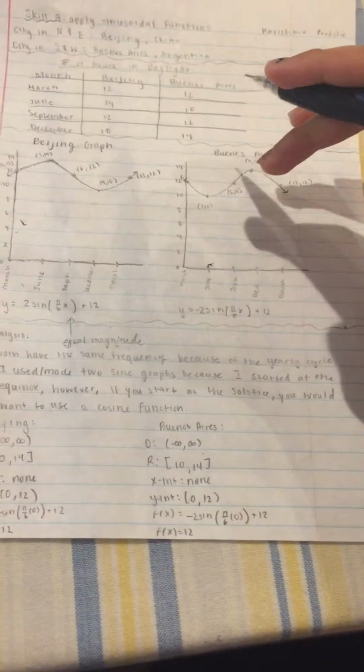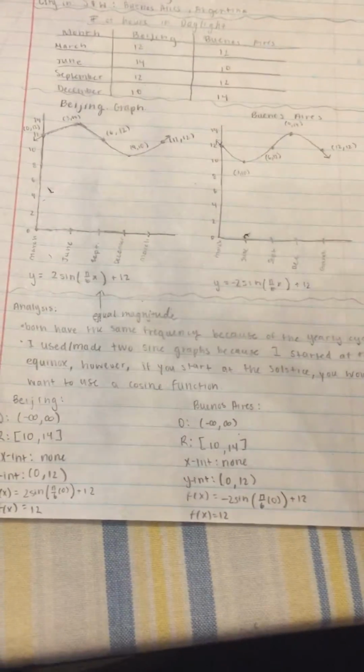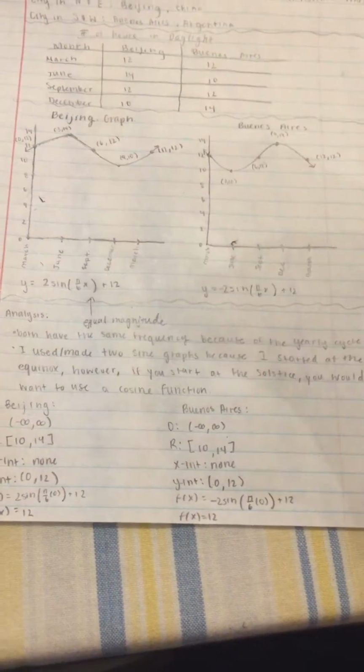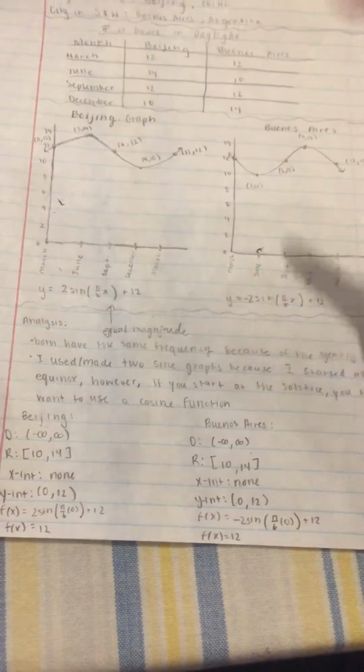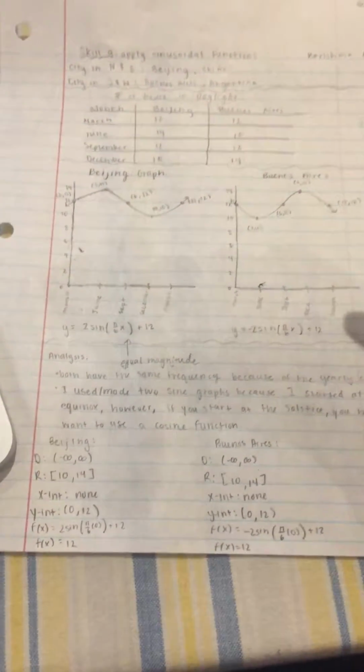Now moving on to the analysis of the graphs. They're both equal in magnitude and they both have the same frequency because they both follow a yearly cycle, and that's the plus 12. I used and made 2 sine graphs because I started at the equinox. However, you could make this a cosine function if you started at the solstice.